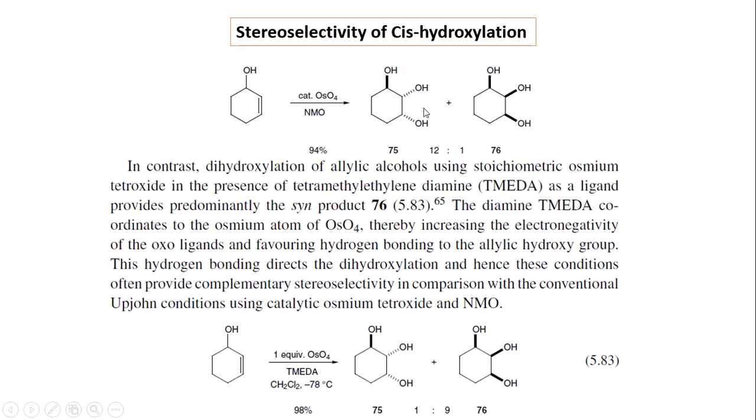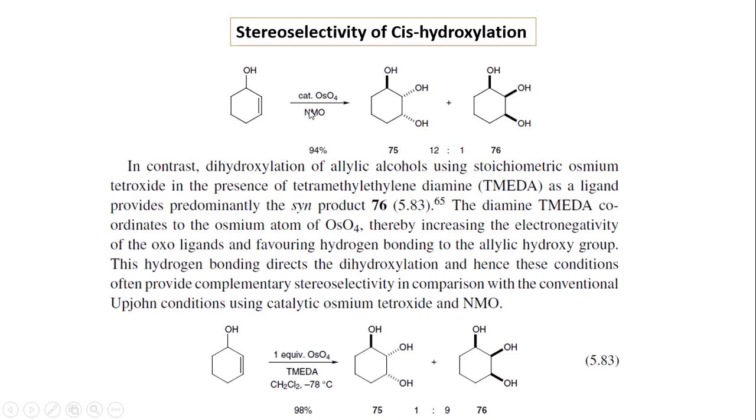evidence is taken. Here the osmium tetroxide attacks from the less hindered side, and we get the cis hydroxyl product, and the OH group is on the above side. But in the presence of TMEDA, tetramethylethylenediamine, which is a ligand, it coordinates with the oxo group of the osmium tetroxide, and gets a chance for the intramolecular hydrogen bonding effect, and hence we get the product where all the hydroxyl groups are in the cis orientation.